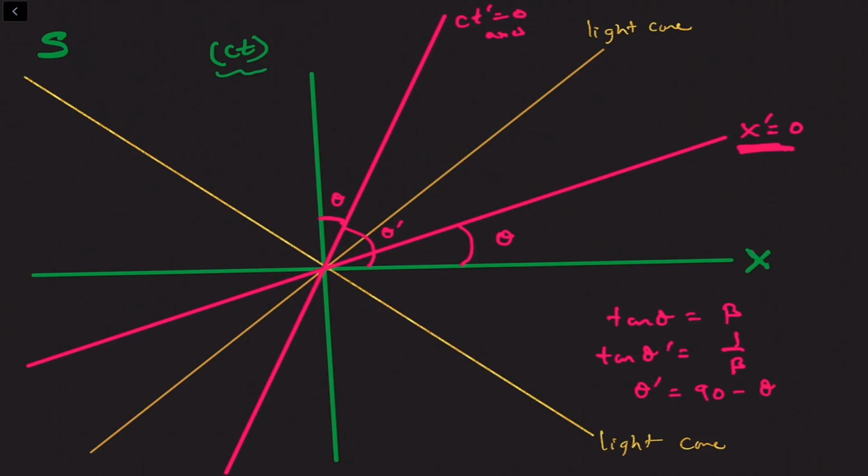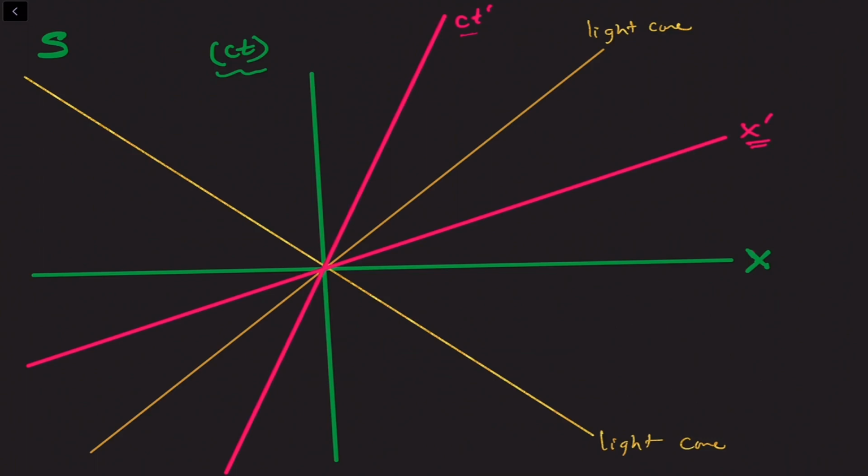Let me erase these extra angle labels. Sorry, to be clear, this is the x prime axis, which has all points where t prime is 0, and this is the t prime axis for which all points have x prime is 0. Let me explicitly write that here. So these points have ct prime is 0, every point on this axis, and every point on this axis has x prime 0.